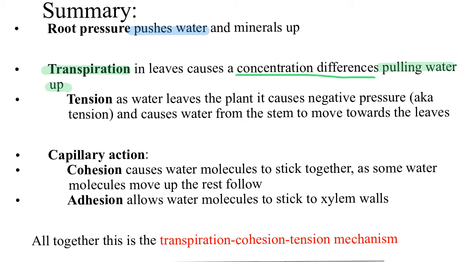This is where the transpiration cohesion tension mechanism gets the name tension, because as water leaves, it causes a negative pressure, and that means that water is trying to fill that negative pressure. And added to that is the capillary action, where we have cohesion, water sticking to water, and adhesion, water sticking to the xylem walls.